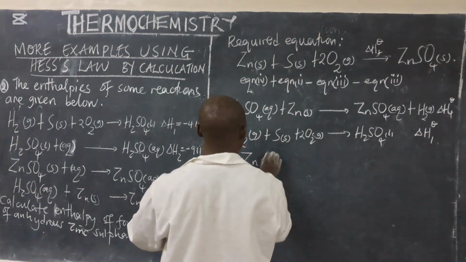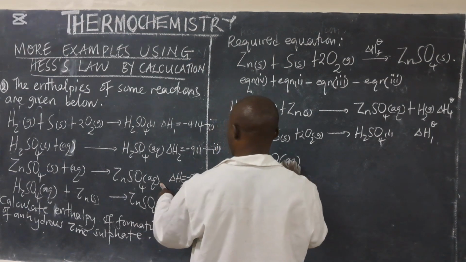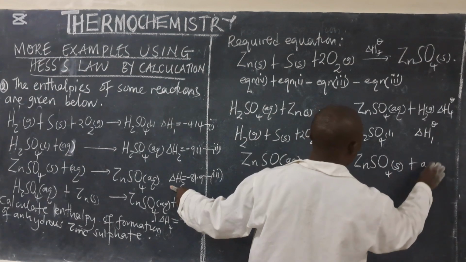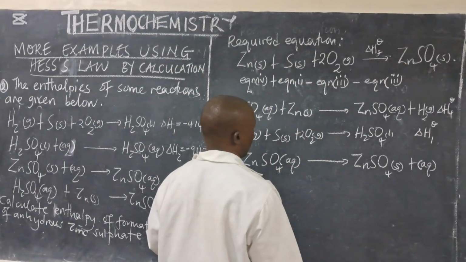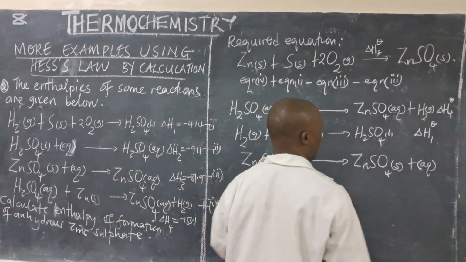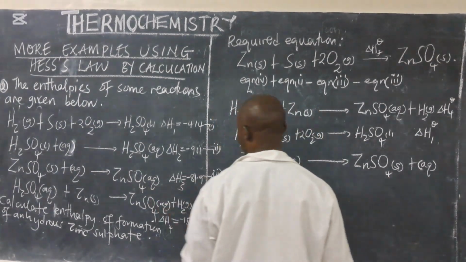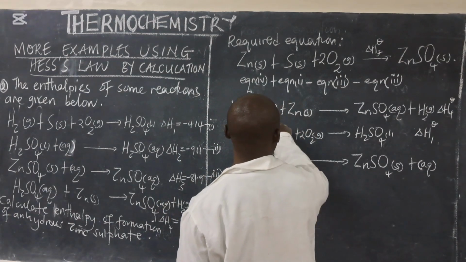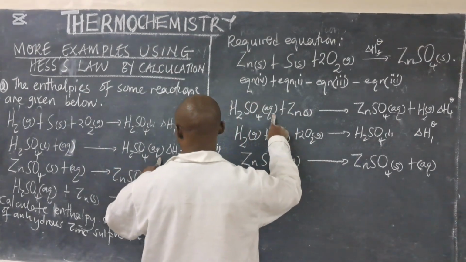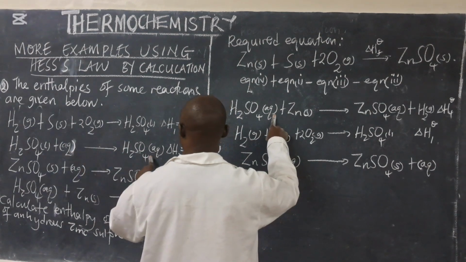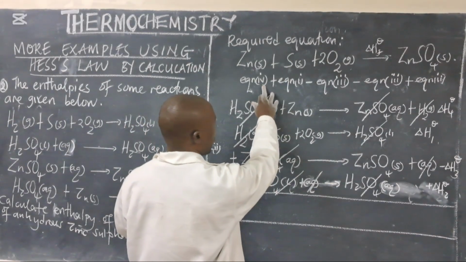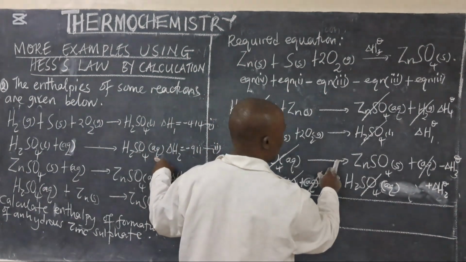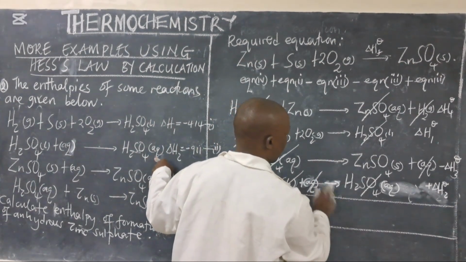So this zinc sulfate aqueous giving us zinc sulfate solid plus aqueous here. Of course, some don't encourage aqueous to be in brackets, but the way the question has come, we put them in the brackets. Let's look at what's missing here. Sulfuric acid aqueous is on the left. Sulfuric acid aqueous is on the right. So I have equation 4, equation 1 maintained, equation 3 was reversed, then equation 2 was maintained.